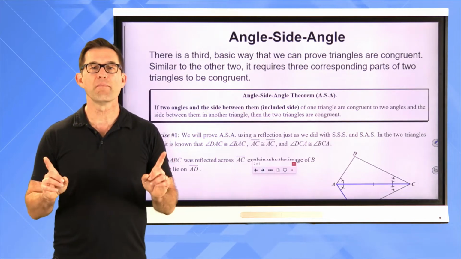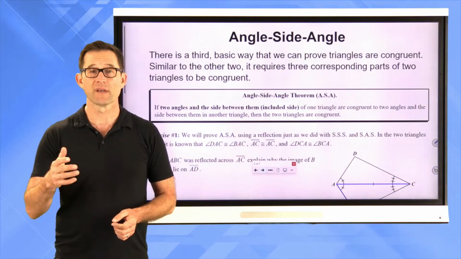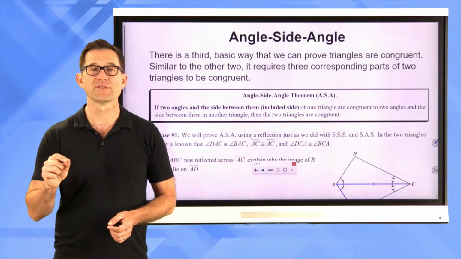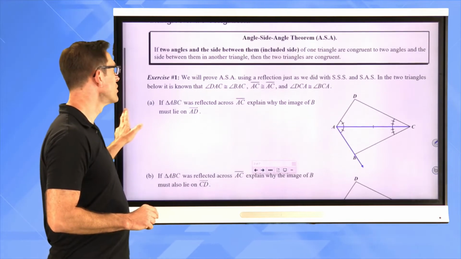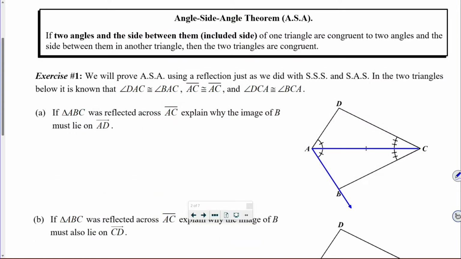There is a third basic way that we can prove triangles are congruent. Similar to the other two, side-side-side and side-angle-side, it requires three corresponding parts of two triangles to be congruent. It's going to sound very similar to our side-angle-side theorem with a slight difference. Angle-side-angle theorem, or ASA. If two angles and the side between them, the included side, of one triangle are congruent to two angles and the side between them in another triangle, then the two triangles are congruent.